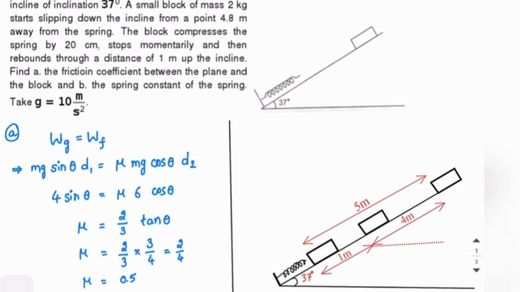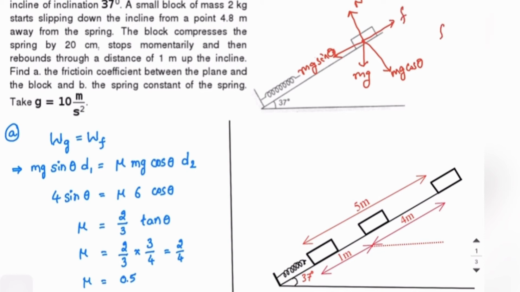In this diagram, the weight of the block is mg, which acts vertically downward. Now I am resolving this mg into two rectangular components. One is down the incline, that is mg sin theta, and the other is mg cos theta, which acts perpendicular to the mg sin theta component. The normal force acts perpendicular to this inclined plane, and the frictional force always acts opposite to the direction of the motion.